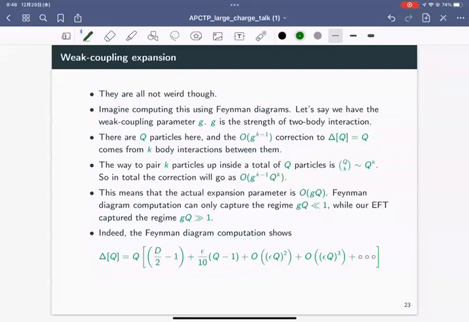But they're not weird, because imagine computing this using Feynman diagrams. Let's say we have the weak coupling parameter g, right? g is the strength of two body interactions between two particles. And we're computing the energy of a system of Q particles, yeah?